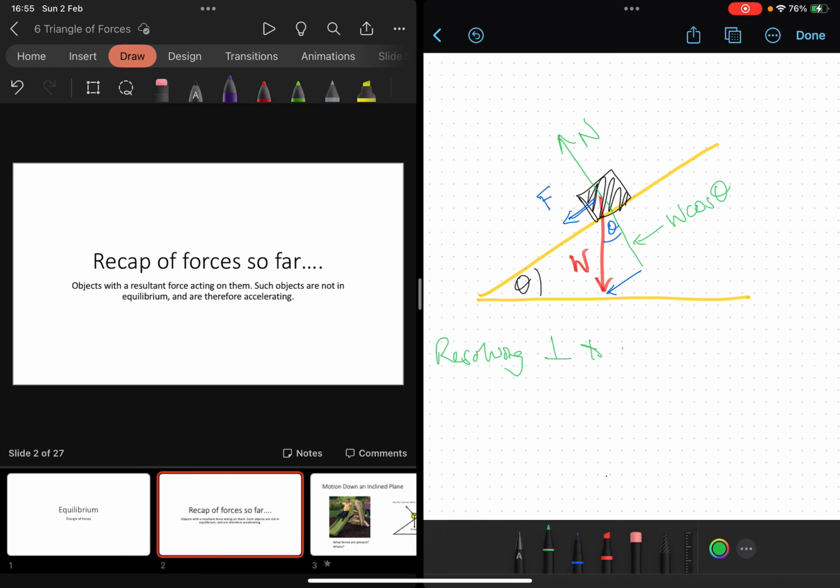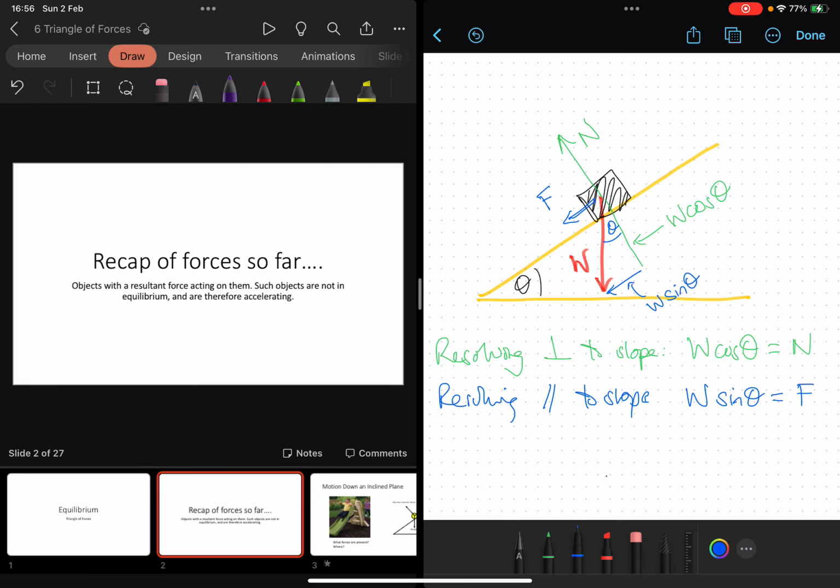perpendicular to the slope. And what I'm going to say is that that component of weight, W cos theta, is equal to the normal contact force. And that is true because the object is neither sinking through the ramp nor is it floating away from the ramp. But I could also resolve parallel to the slope. And for that, I need to know this component of weight. That looks like it's the opposite side of the triangle, W sine theta. So I'm going to say that W sine theta is equal to the force down the slope.